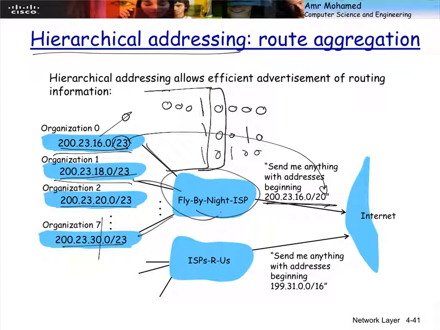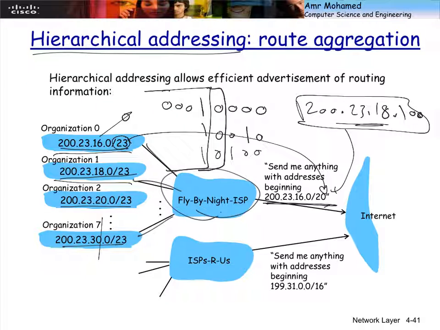So we can try it. So if you want to send to an address like 200.23.18.100, does this address match? Of course, this address is part of this network, right? So does this address match with this? Yes. If you calculate the first 20 bits from the left-hand side, they match.